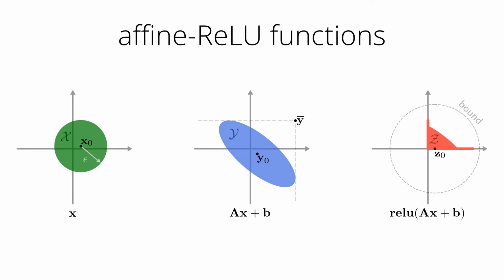So starting with affine ReLU functions, these functions can be visualized by this diagram. On the left we have a set of inputs x, which is bounded in magnitude by epsilon. We pass that through the affine function, which generates the ellipsoid in blue. We then bound that ellipsoid using y bar, which is an element-wise bound. And then we pass the blue region through the ReLU function, which turns it into the red region.